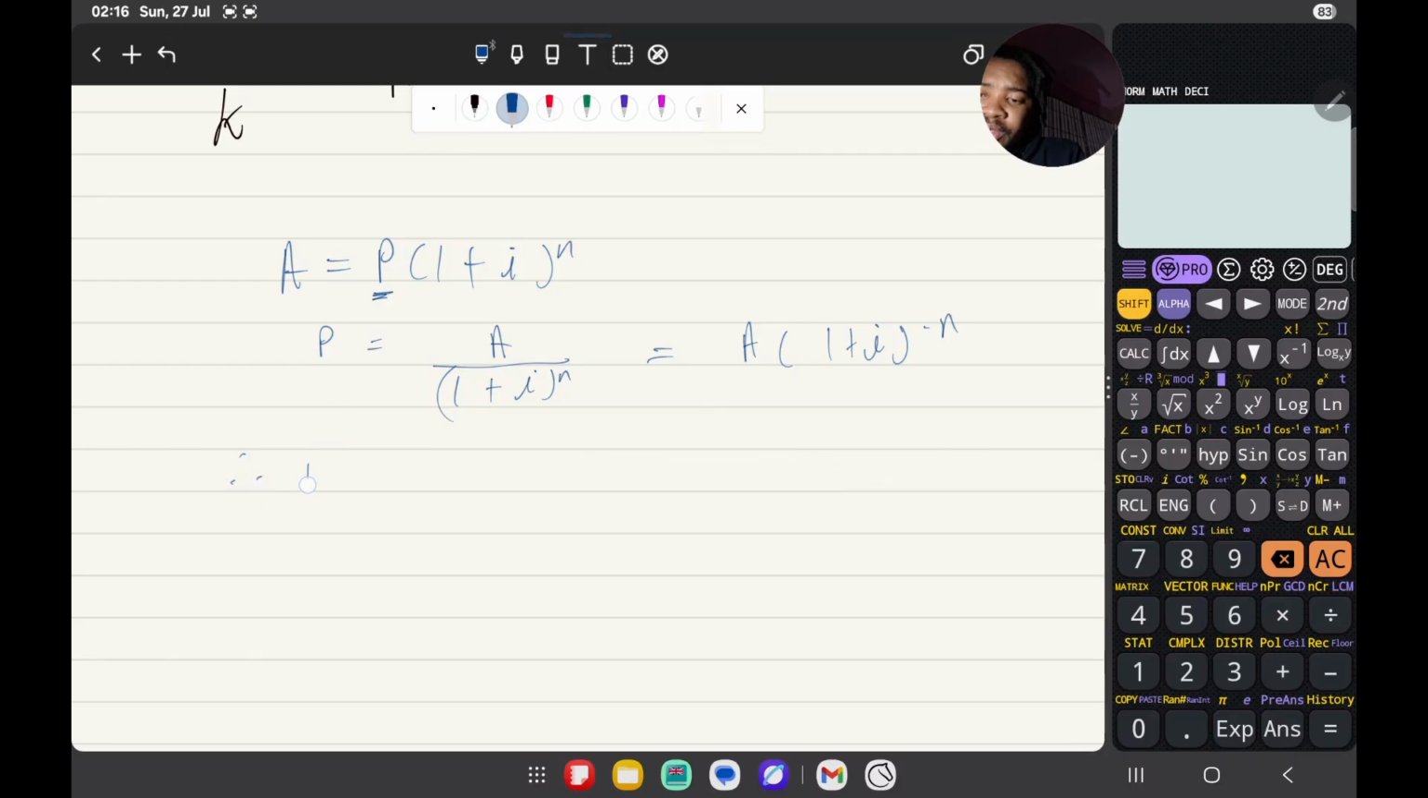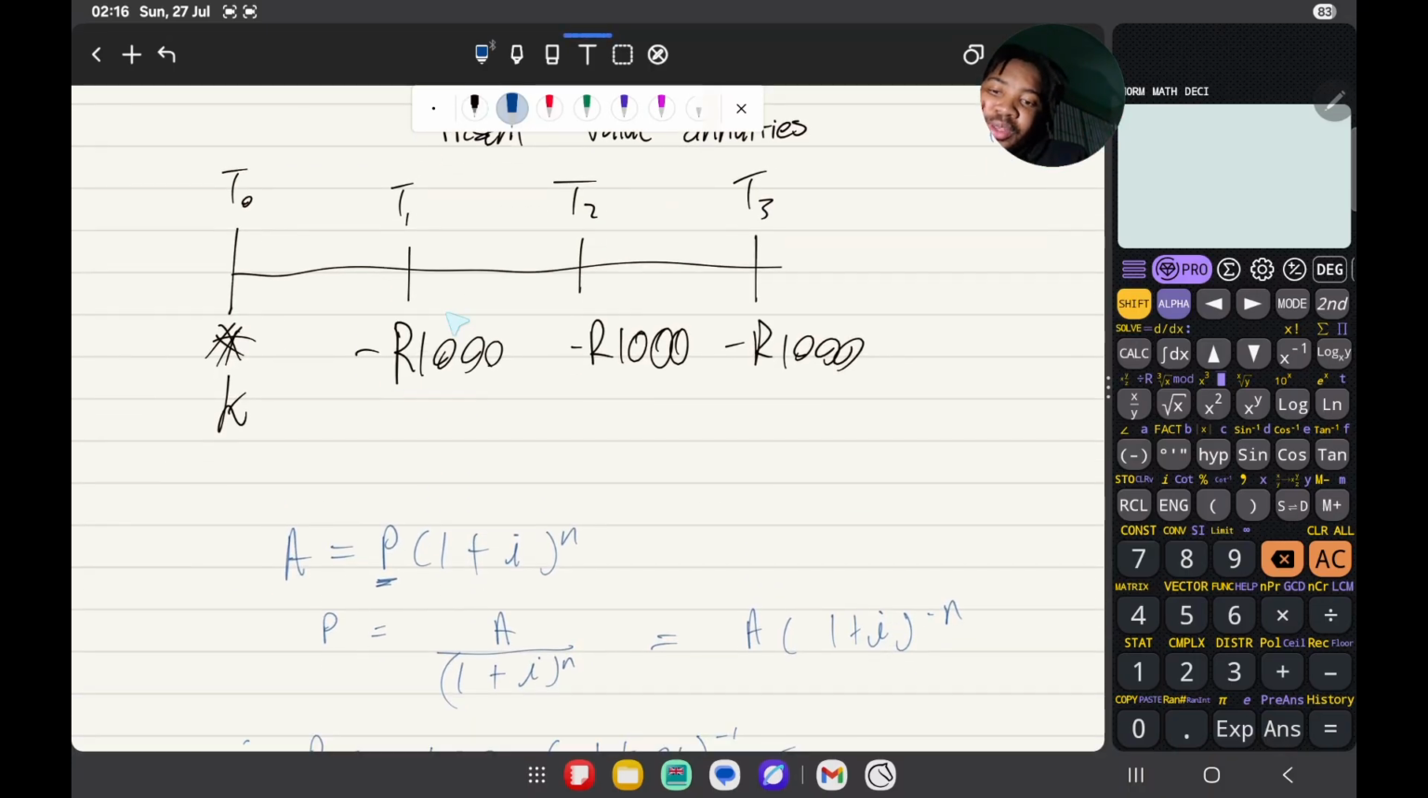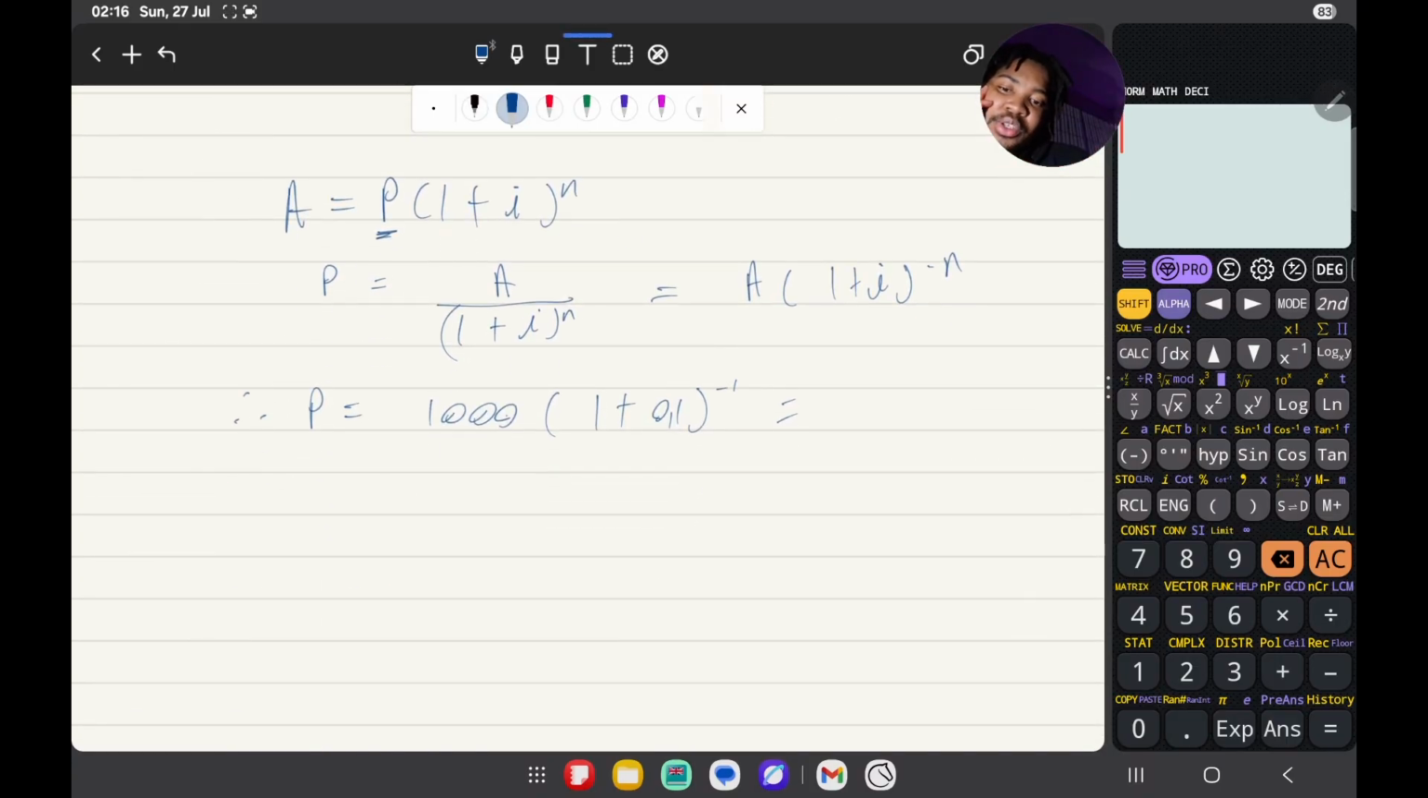Therefore, for the first P we will say P equals 1,000 into 1 plus 0.1, to the power of -1, right? This is just for year one, just for 1 year, because for this 1,000 rand, there's an amount of money that I am gonna deposit now that will give me 1,000 rand, which I'll be able to withdraw at the end of 1 year. So we do that.